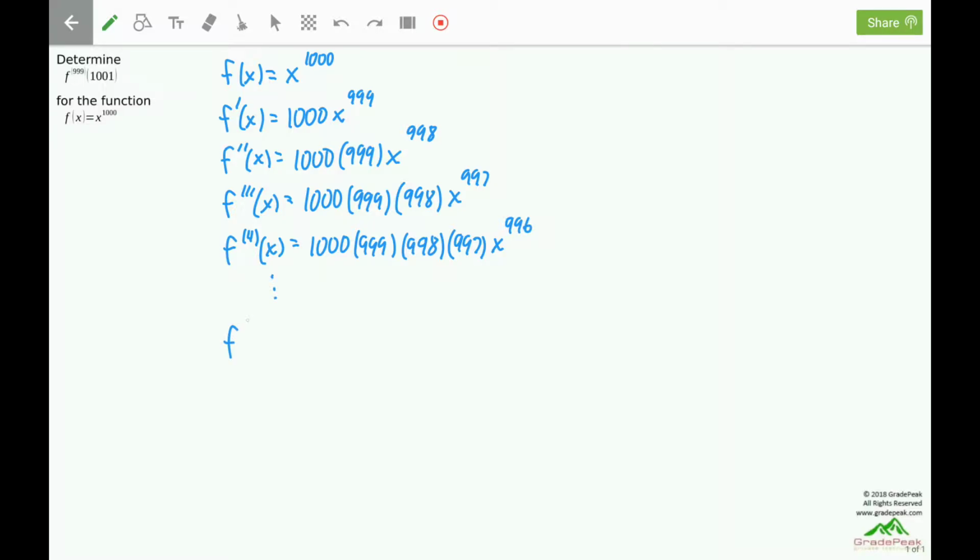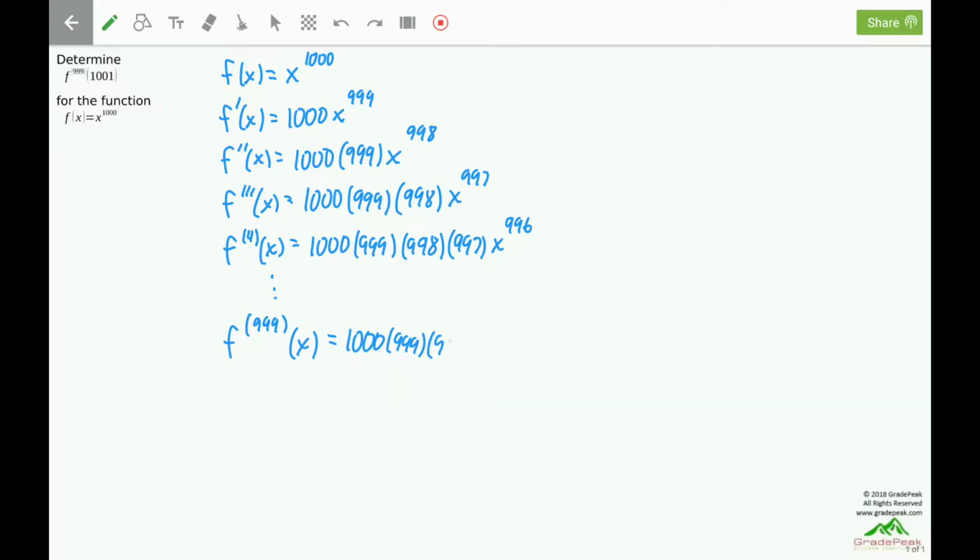From here we're going to predict what the 999th derivative will be. Now if we look, the order of the derivative tells you how many constants or numbers we have in front of the x. The first derivative has 1, the second derivative has 2, the third derivative has 3, the fourth derivative has 4. The 999th derivative should have 999 of those. Now it starts at 1000 and works its way down.